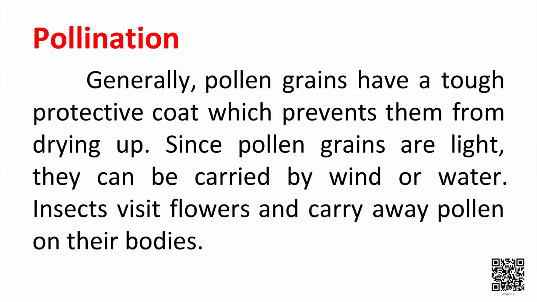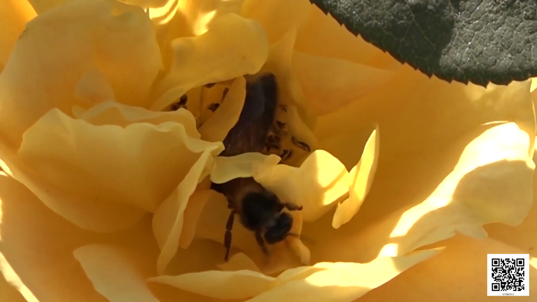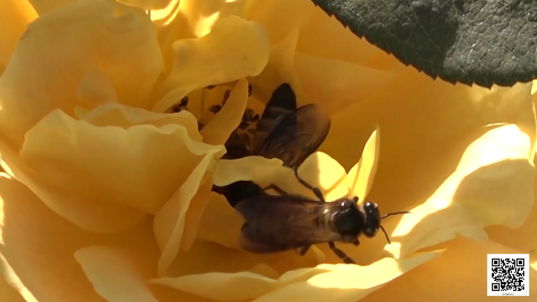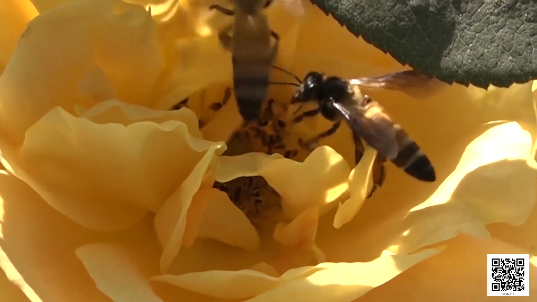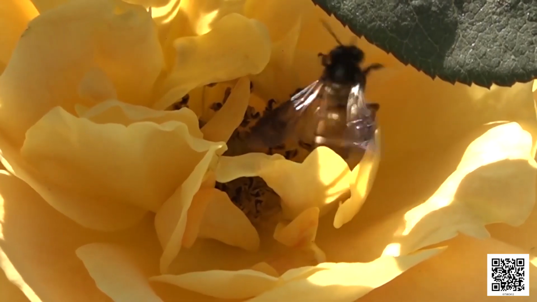With this, we are on to the topic of pollination. Generally, pollen grains have a tough protective coat which prevents them from drying up. Since pollen grains are light, they can be carried by wind or water. Insects visit flowers and carry away pollen on their bodies. Some of the pollen lands on the stigma of a flower of the same kind. The transfer of pollen from the anther to the stigma of the flower is called pollination.